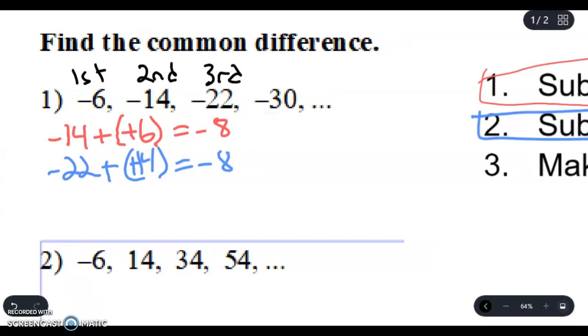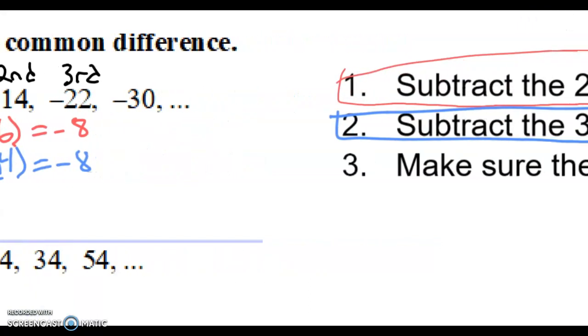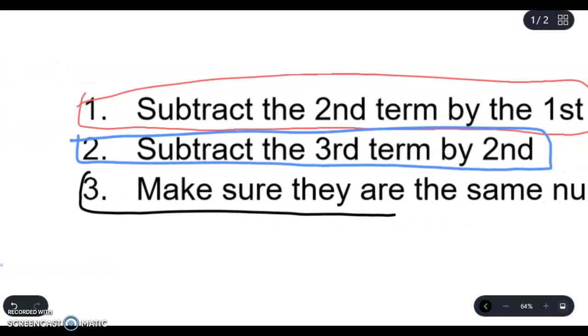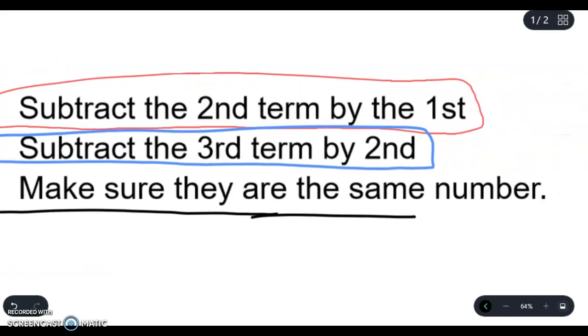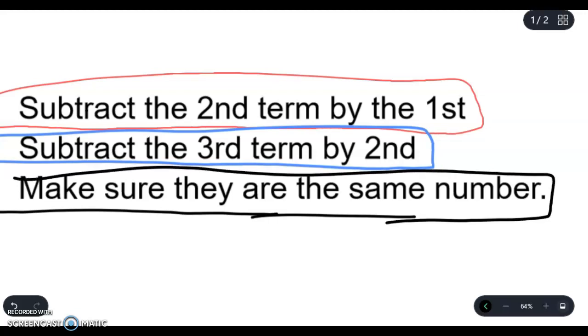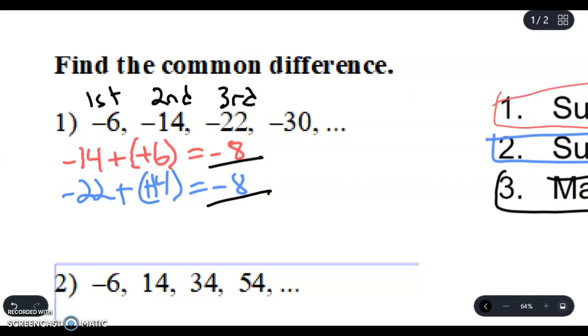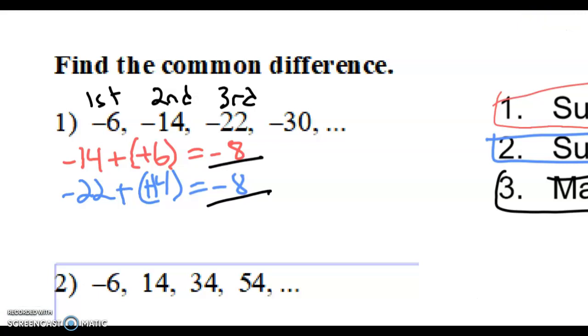And then we do the last step. The last step here is to make sure they are the same number. We can see them right here. They're both negative 8, so that means they are a common difference. That means we have an arithmetic sequence here. That's all we're doing. So the answer on this one would be negative 8.